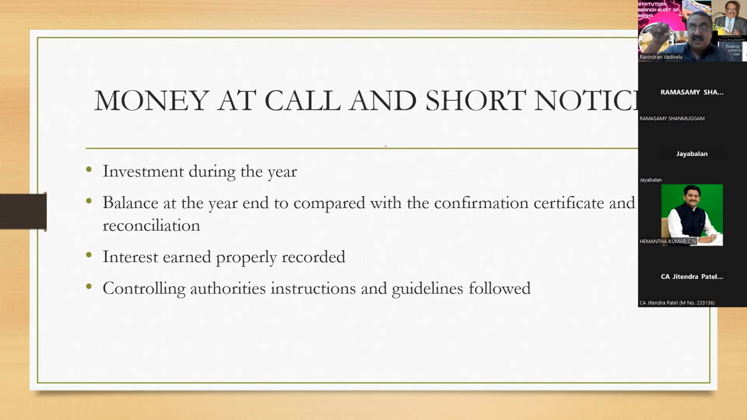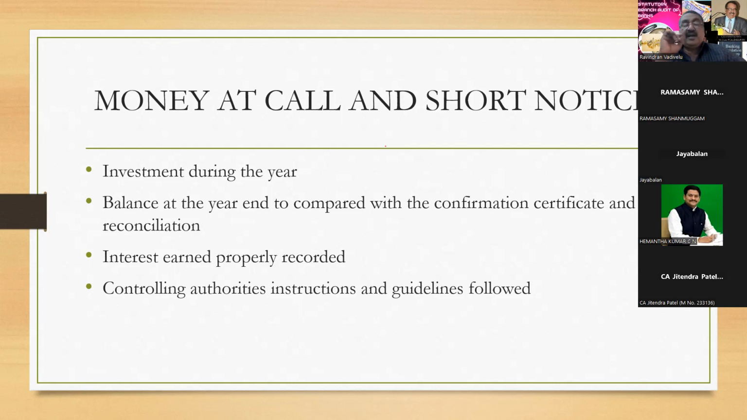And you made an investment at the branch, so the other bank. Suppose IOB is making a deposit with Karur Vysya Bank, and Karur Vysya Bank in turn has to make the interest payment to IOB. So this has to be properly recorded in the account. This point also you have to see. And if there is no interest paid, you have to also inquire why it has not been paid. And the controlling authorities' instructions and guidelines are to be followed.